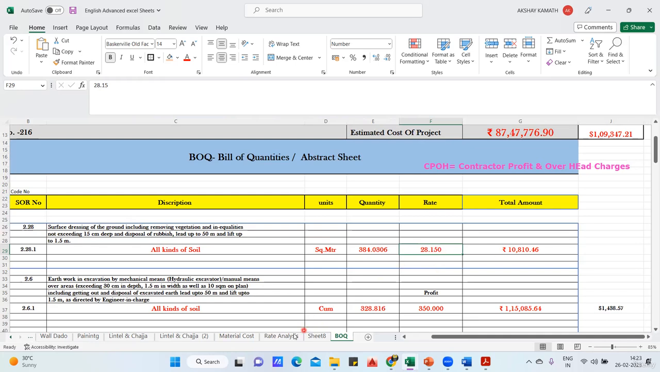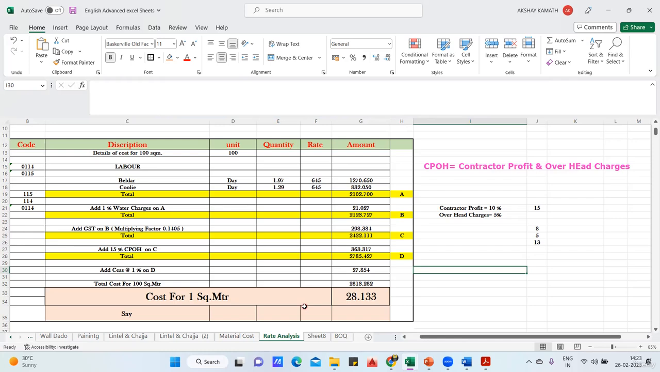Simple. This rate analysis comes into play when you're applying for big companies, and when you are going for tendering contracts. In that case, rate analysis is required. Okay, that's it. So we'll see you back in the next lecture.